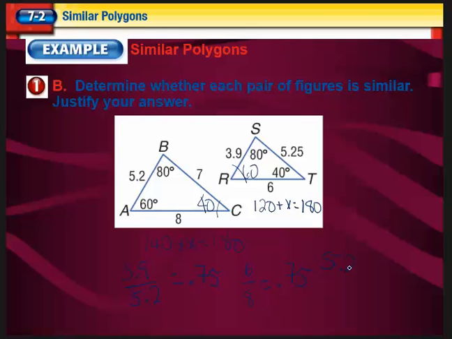5.25 over 7. If you divide that out, you get 0.75. So look, I got the same number for each one of my ratios. So both conditions are true. My corresponding angles are congruent. My ratios of corresponding parts are equal. So yes, these two figures are similar.